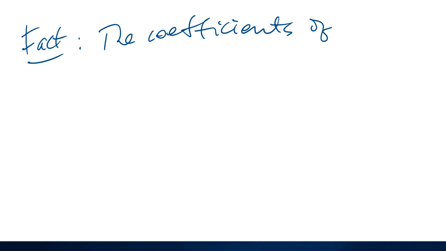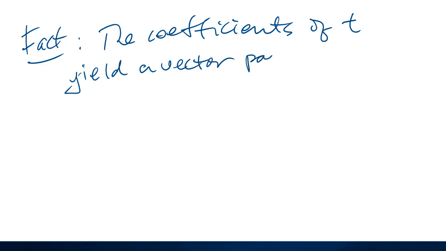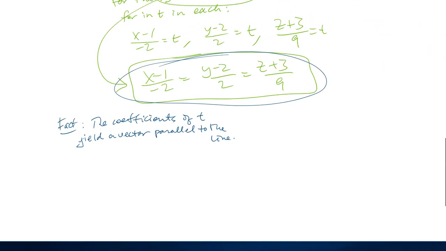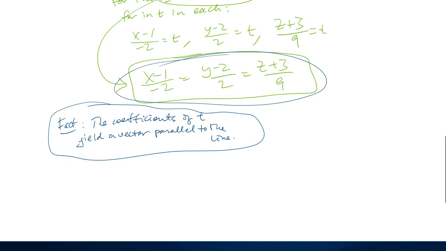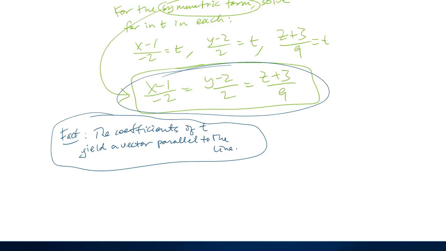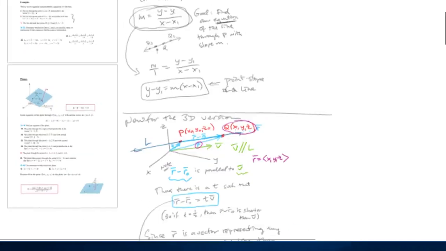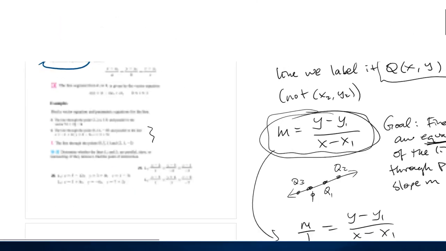Let's write that down. Fact: the coefficients of t yield a vector parallel to the line. Okay, to the line. So we've got to keep that in mind. I suggest you memorize that or just know it. Okay. A lot of math isn't memorization, it's just knowing stuff.